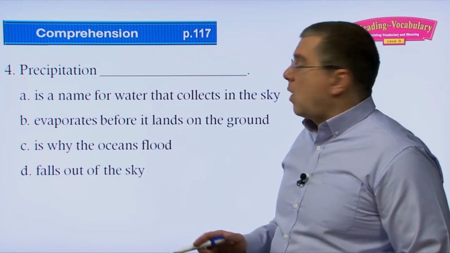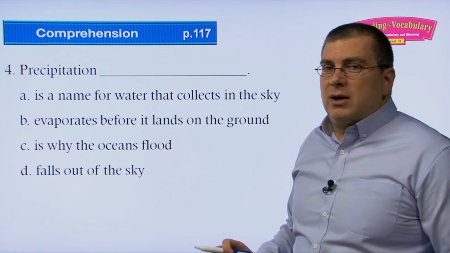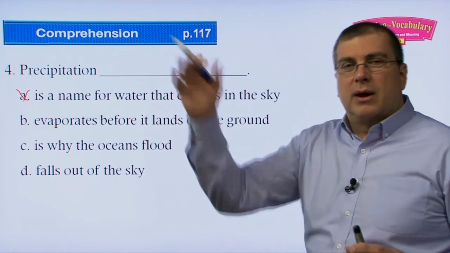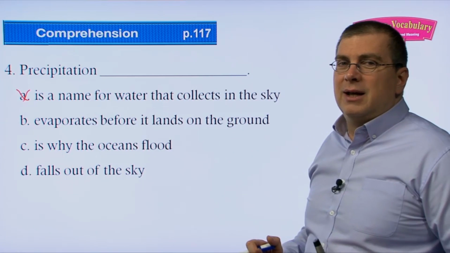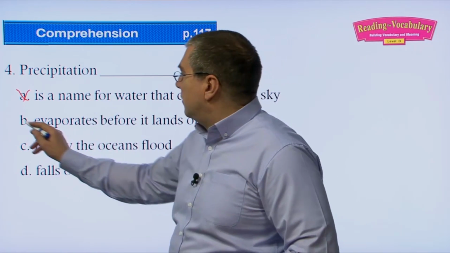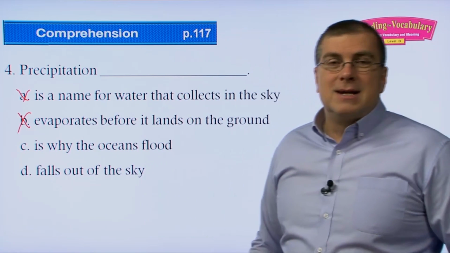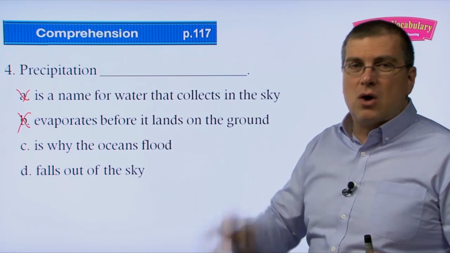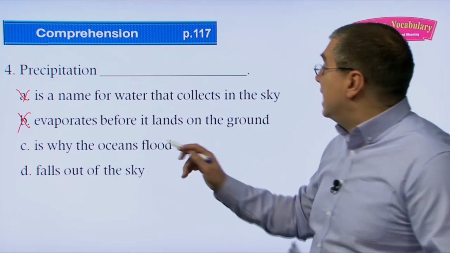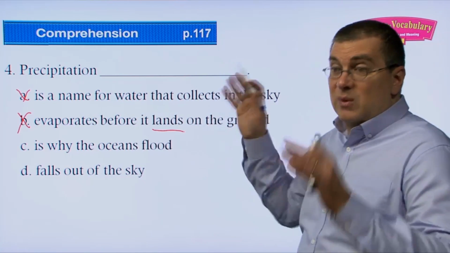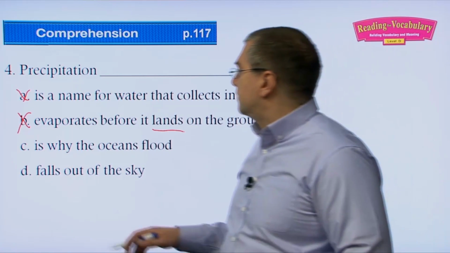Is it a name for water that collects in the sky? No, it's not a name for water that collects in the sky. We call that clouds, right? But it's before precipitation. Precipitation evaporates before it lands on the ground? No, not usually. Some of it does, but normally it doesn't. Rain and snow and sleet, it hits the ground. It lands on the ground. We see it landing on the ground.